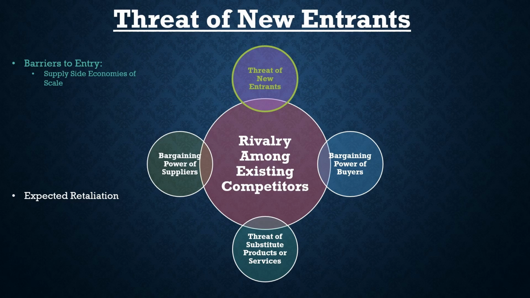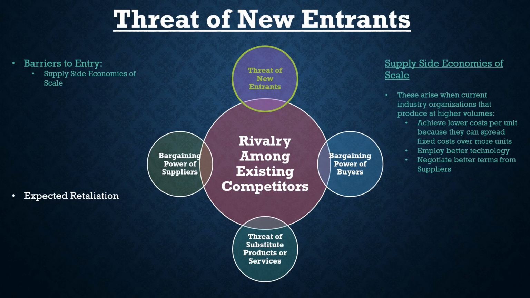New entrants can be considered from 2 separate perspectives, namely barriers to entry and expected retaliation. The first point to consider within barriers to entry is the supply side economies of scale. These arise when current industry organizations that produce at higher volumes: 1. Achieve lower costs per unit because they can spread fixed costs over more units, 2. Employ better technology, and 3. Negotiate better terms from suppliers.